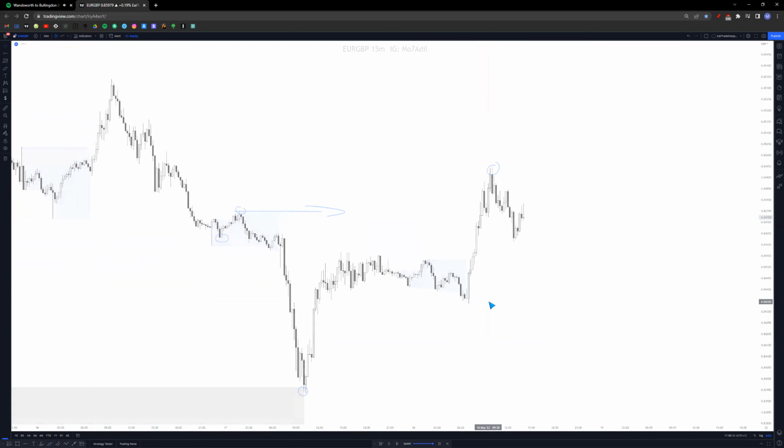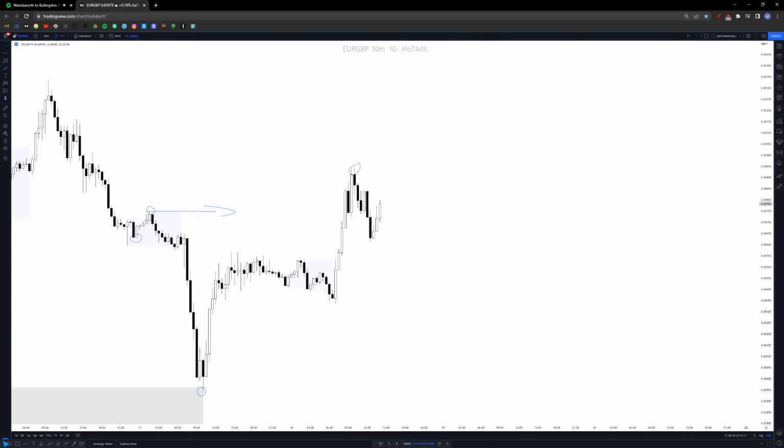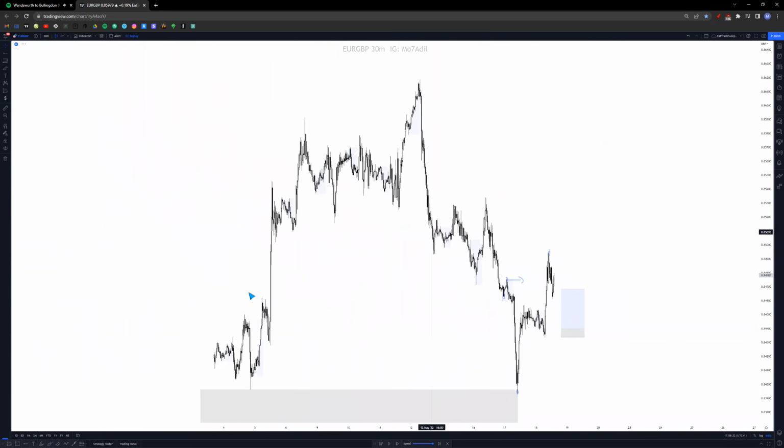Okay, so I personally utilize the 30-minute demand zone, just like so, and then had my stop loss below this low. Now, in regards to TPs, it's as simple as this.